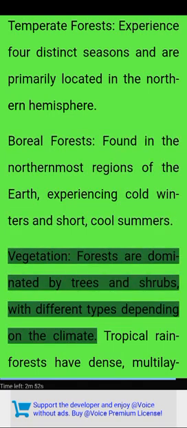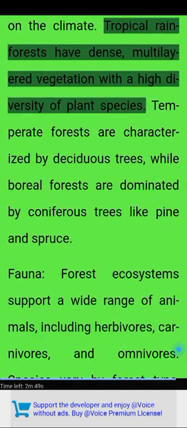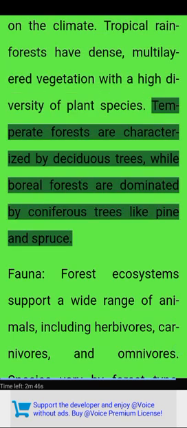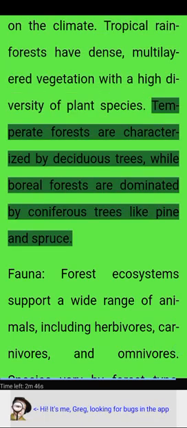Vegetation. Forests are dominated by trees and shrubs, with different types depending on the climate. Tropical rainforests have dense, multi-layered vegetation with a high diversity of plant species. Temperate forests are characterized by deciduous trees, while boreal forests are dominated by coniferous trees like pine and spruce.